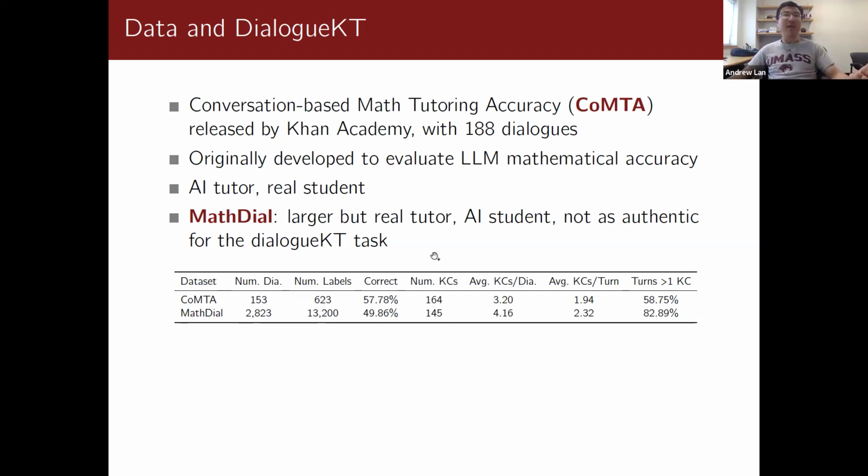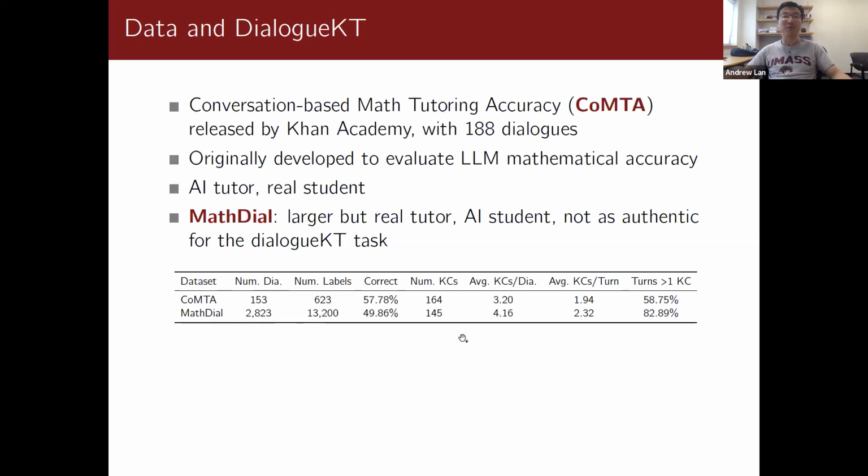We also use another data set called MathDial, which is larger, but the situation is a little weird because it's flipped. In that dialogue, they use an AI-simulated student, but we know this is not very authentic if you look at what actually happens in that data set. But the tutors are actually humans. So it's the reverse situation compared to Khan Academy's data set. In the end, we have to do some filtering, which I'll explain later. But ultimately, the main data set we're using is a very small one. It only has 153 total dialogues.